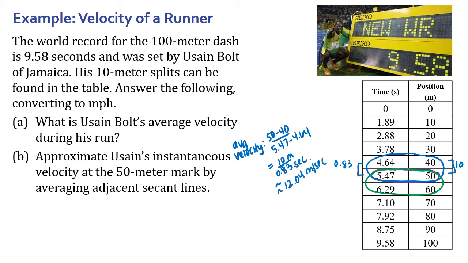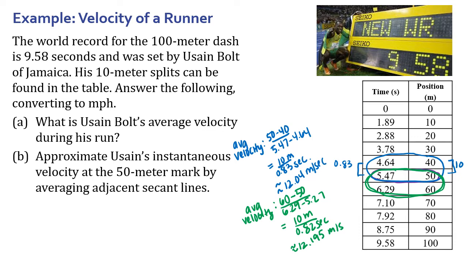And then if I looked at what was happening after he left that 50-meter mark, so what was his speed once he got there and he was leaving it, let's find that average velocity. So that's going to be taking those y values and subtracting them all over those x values. And we're going to get 10 meters over 0.82 seconds, which is about 12.195 meters per second.